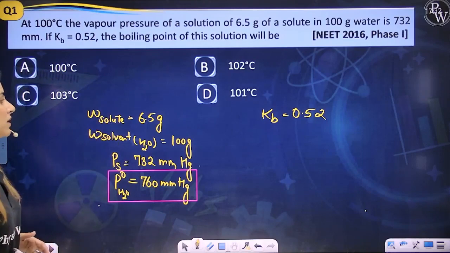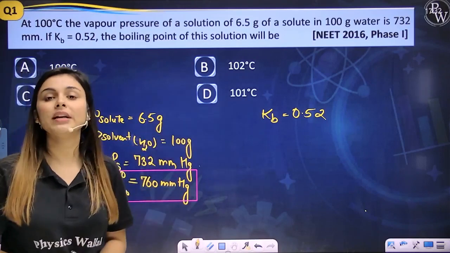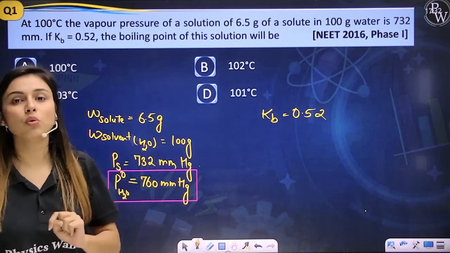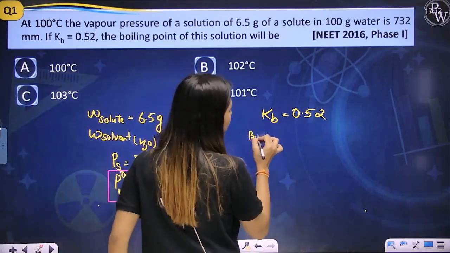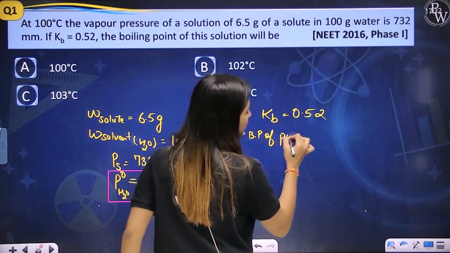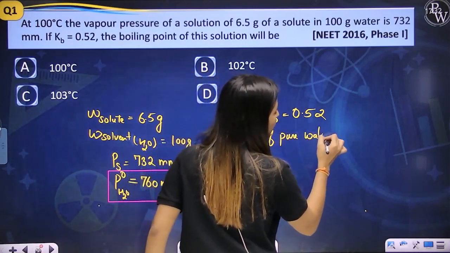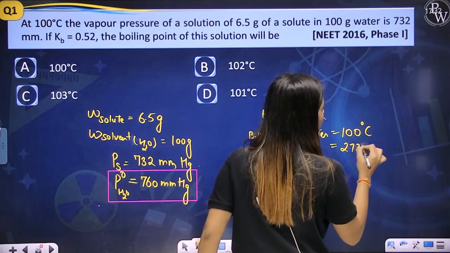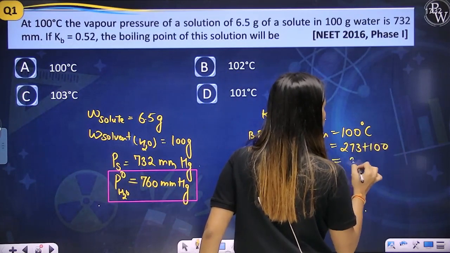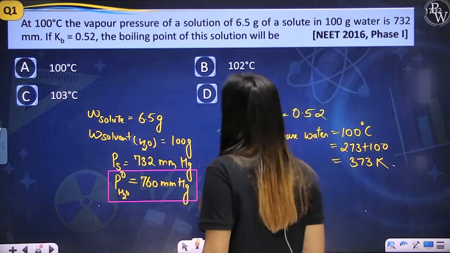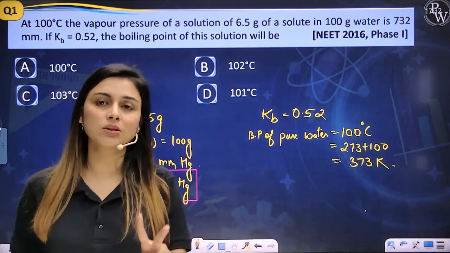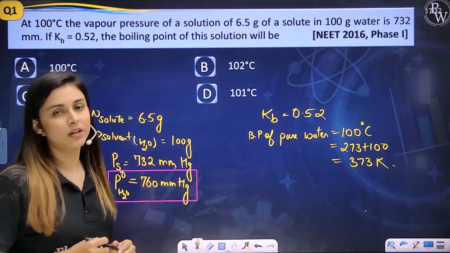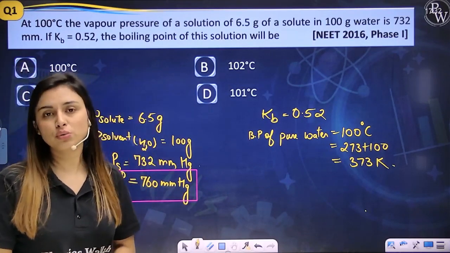And you have to calculate the boiling point. Now, my dear students, one more thing you need to understand, that the boiling point of pure water is, I hope everybody knows this, 100 degrees Celsius, which is 273 plus 100, which is 373 Kelvin. So these are the two things which you were supposed to know yourself, because it is not given in the question. Now, how are you going to do this question?